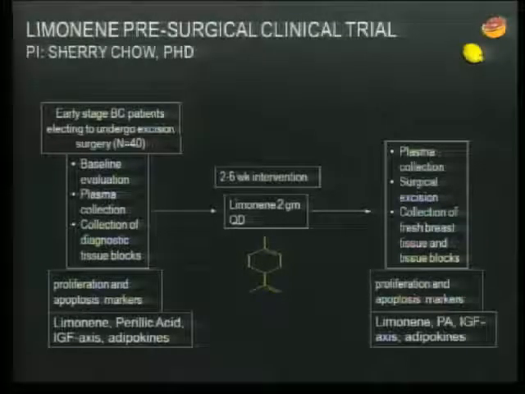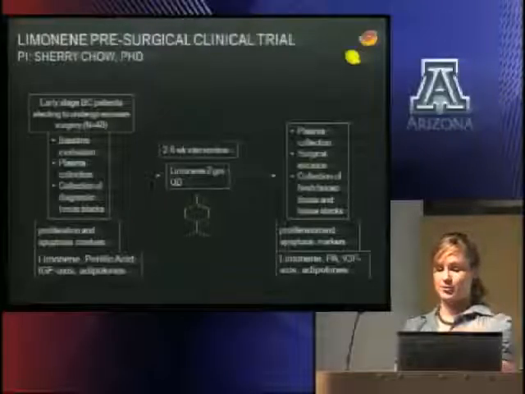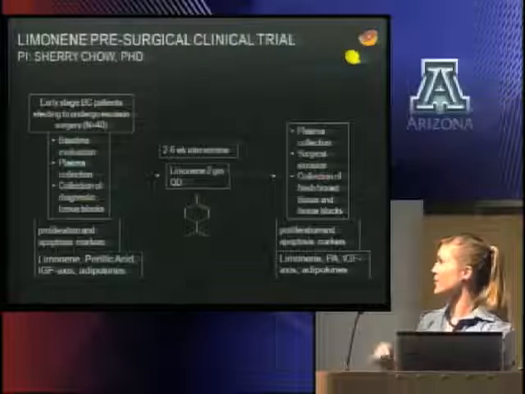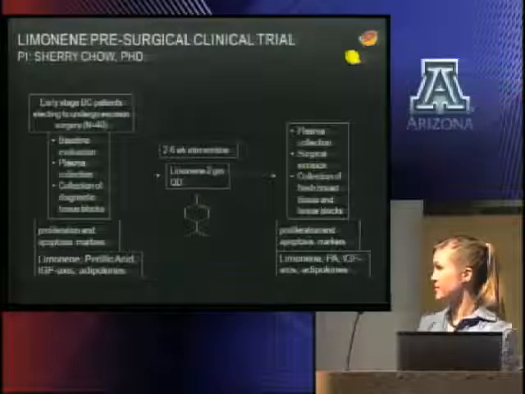They had surgical excision of the tumor, and we collected fresh breast tissue and tissue blocks. Then we were able to measure limonene and perillic acid in the breast tissue to make sure that our agent was reaching the site of interest. In the surgical excision block, we looked at proliferation and apoptosis markers.